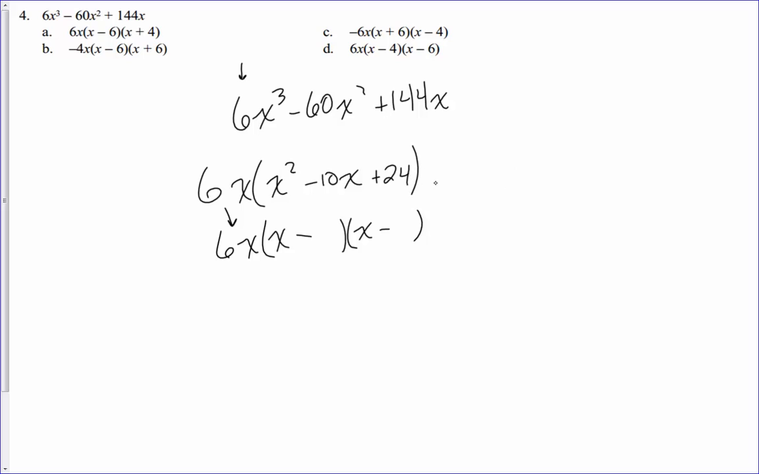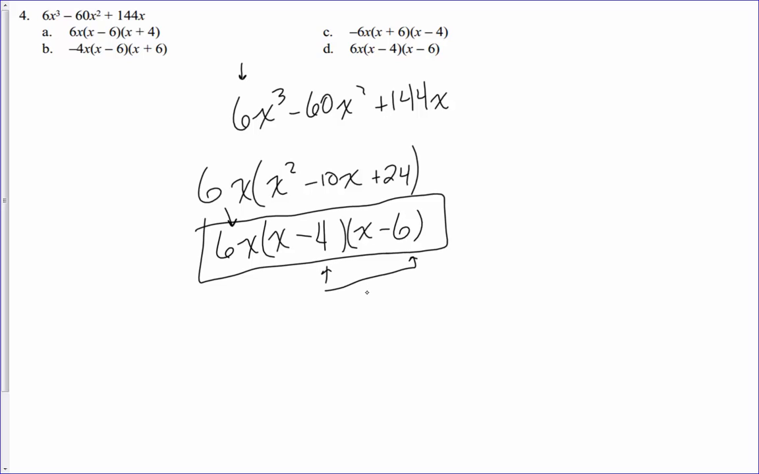Well, you have 1 and 24, that's not 10. You have 2 and 12, but that won't add to 10. Then you have 3 and 8, that won't add to 10. Then you have 6 and 4. Well, 6 and 4 add to 10. So there's your final factored form. And again, these two numbers here have to multiply to give you the 24 and add to give you the negative 10. All right, so that's all there is to factoring.